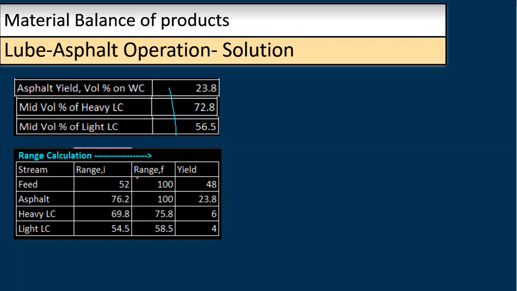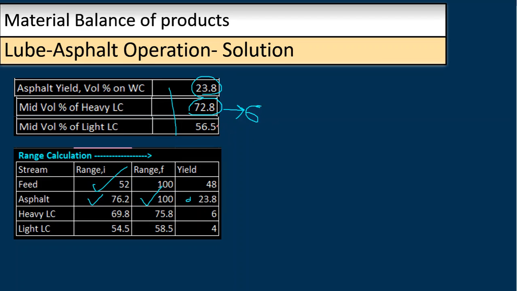For example, if you subtract 23.8 from 100, it comes to about 76.2. So the asphalt range is 76.2 to 100 as per the given yield. The feed range is already given. Now come to the mid volume percent. The mid volume percent of the heavy lube cut is 72.8 and the yield is given as 6. So 6 is the yield volume percent.